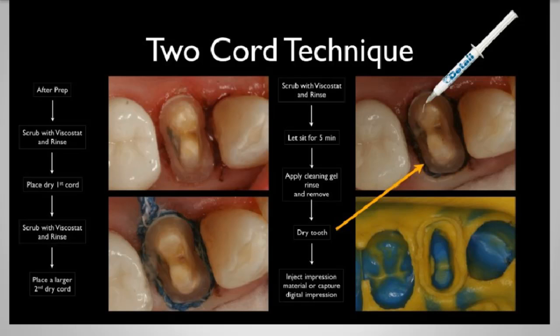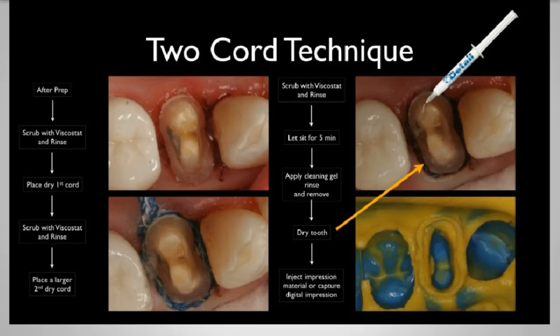So if we look at this pictorially, in stage number 1, we have our prepared tooth. You can see towards the mesial standpoint, we have a deeper area that's bleeding. We then go ahead and aggressively scrub that with our hemostatic solution, do an aggressive rinse, place our first retraction cord that will go all the way to place with a flush end. We'll go ahead and scrub that dentition again. We'll then go ahead and apply our second retraction cord. In this case, this blue cord happens to be a number 1 cord. We'll put that in place, and we let that sit for about 5 minutes after scrubbing with the hemostatic solution.